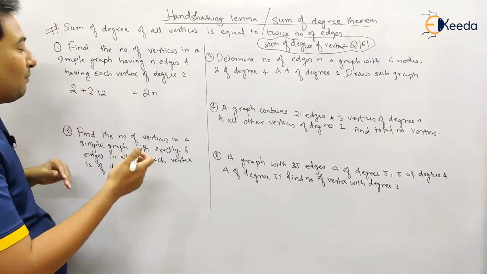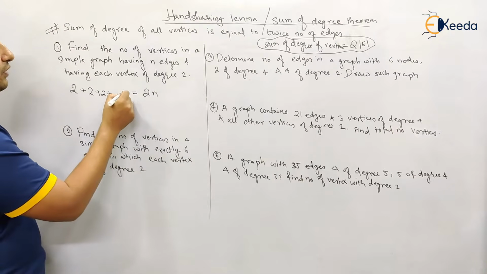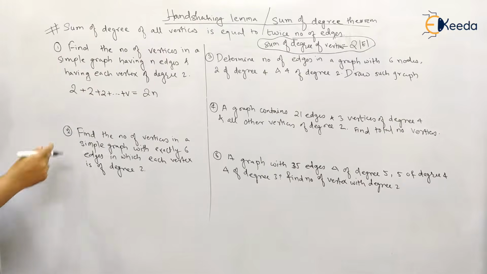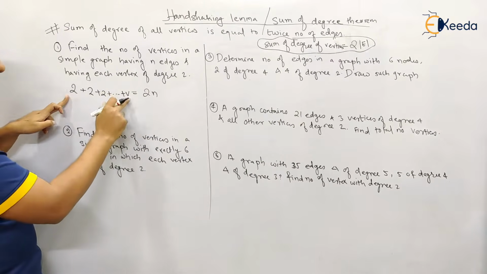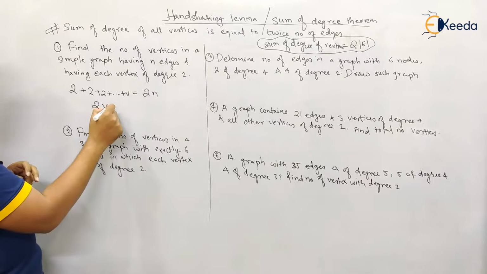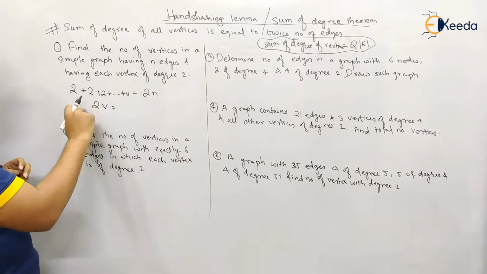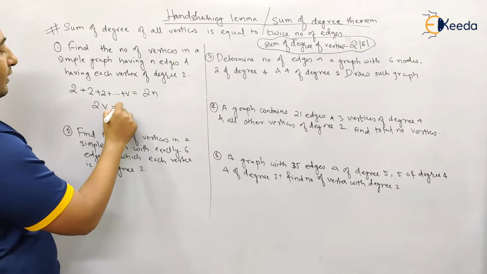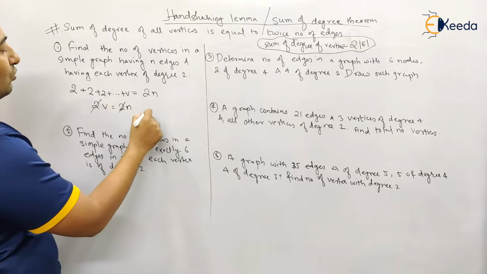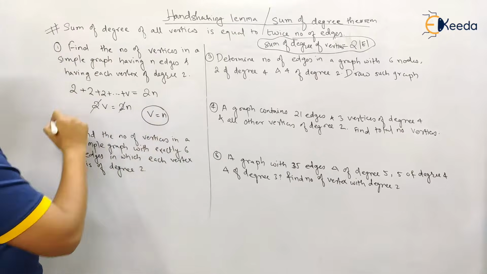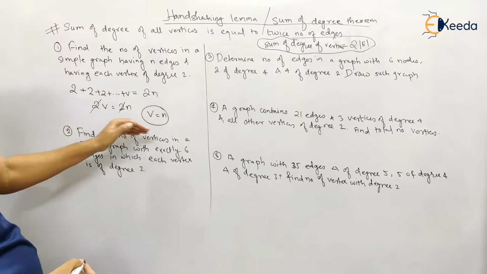First vertex has degree 2, second vertex also has degree 2, third vertex also has degree 2. Now we need to find the number of vertices. So let's say we have v vertices. Adding 2 v times, you can simply say it is 2v, or multiplying v with 2, one and the same thing. So vertices will be equal to n. So that is the result. If edges are n, vertices are also n.